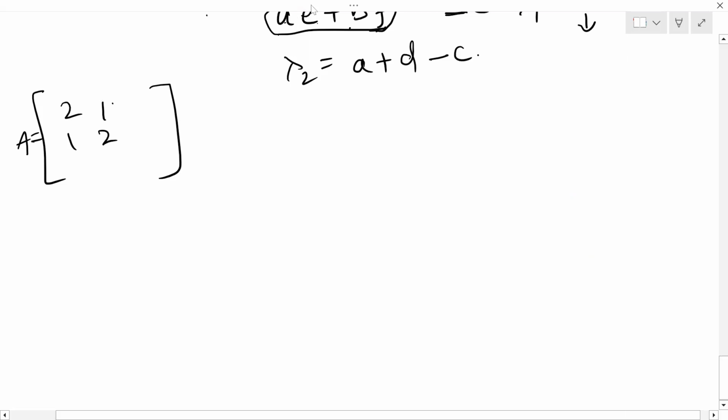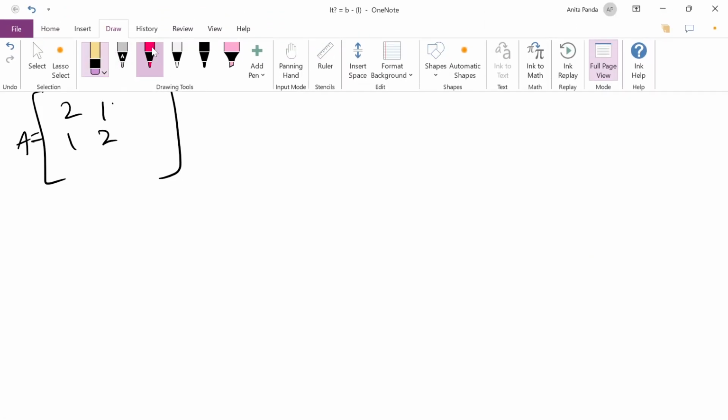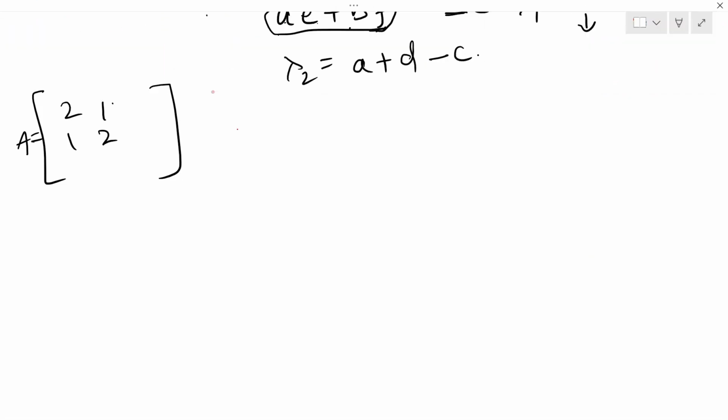Only this is my given matrix. Okay, say yes sometimes to encourage the speaker. So this is my given matrix.